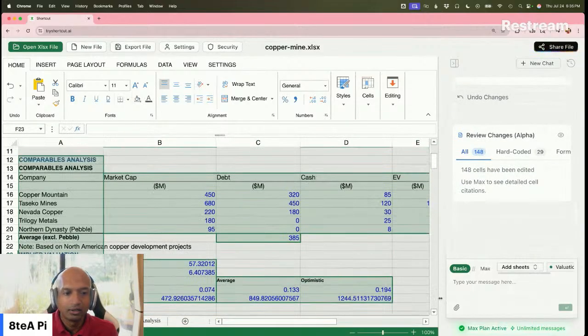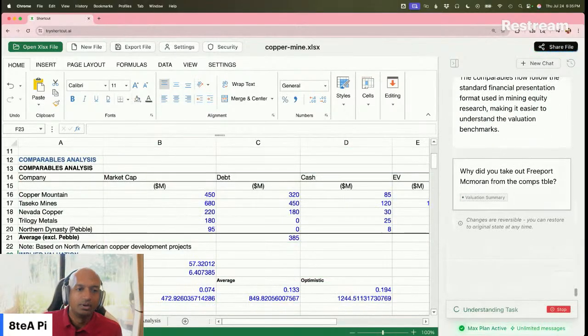I do not like. Why did you take out Freeport McMoran from the comps table? Will it answer the question or will it make a change? Let us see if it answers the question.